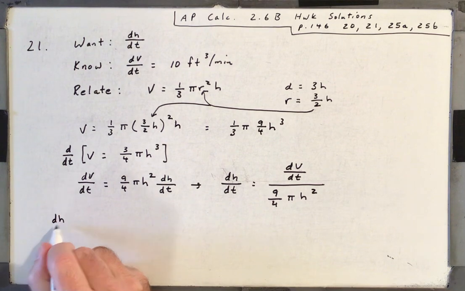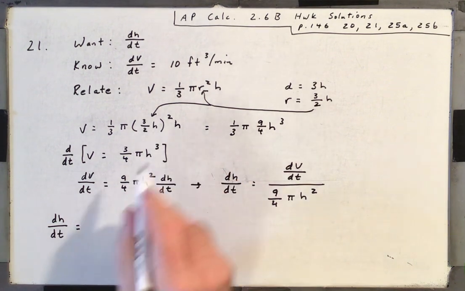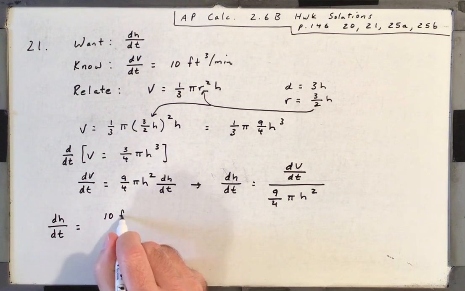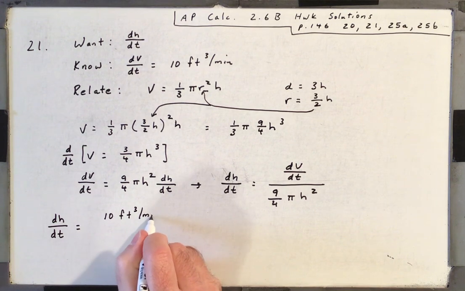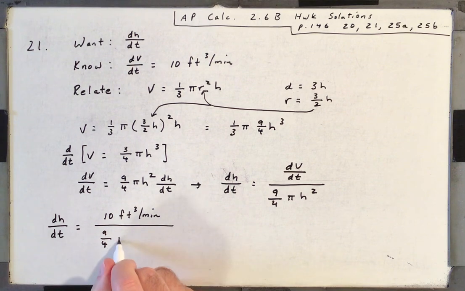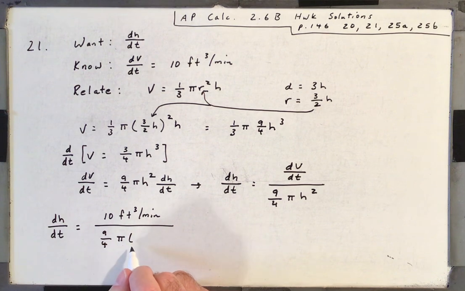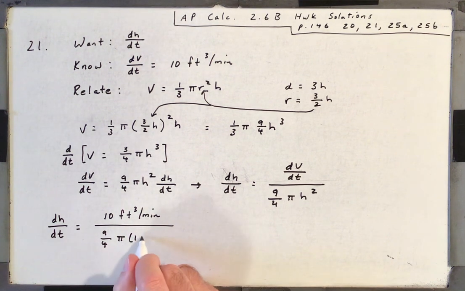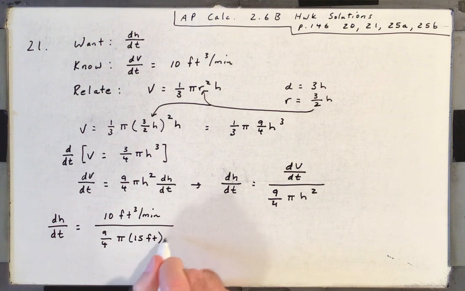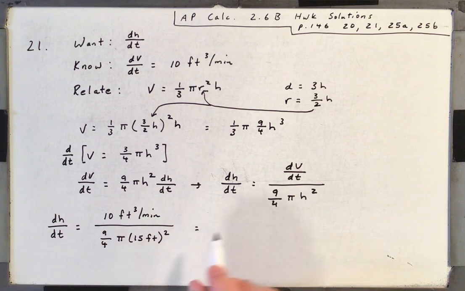Okay, goodness. Now we can finally plug some numbers in. dV/dt we know is 10, over 9/4 times pi, and then the h is 15 feet. And don't forget to square that. So if you put that in your calculator, be careful. You might want to do the denominator all by itself, and then 10 divided by that.